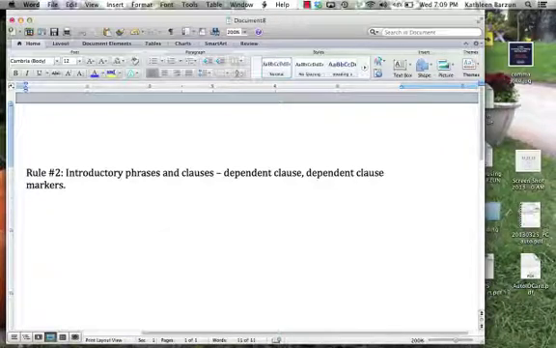A dependent clause marker is any word that, added to the start of what would have been an independent sentence, turns it into a dependent one. There are lots of dependent clause markers. So unlike the fanboys, where there are 7 coordinating conjunctions and all you need to do is learn those 7, unfortunately with dependent clause markers there's lots of them. But the reality is you can recognize them when you see them.